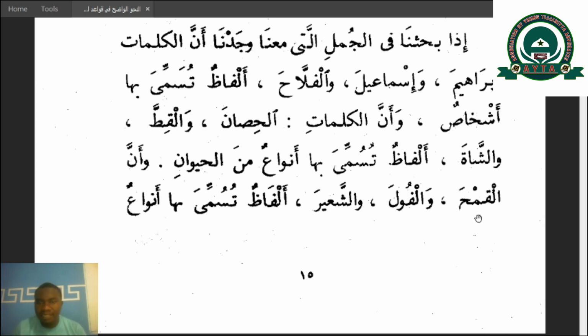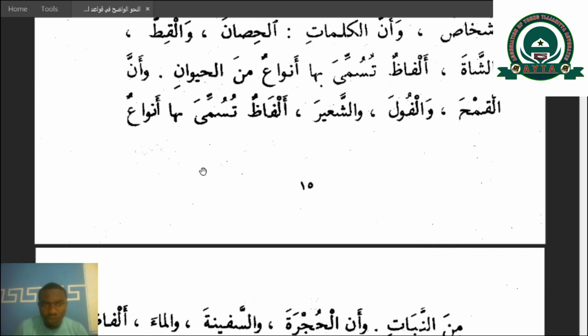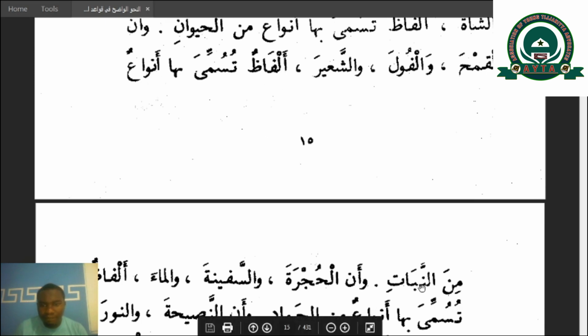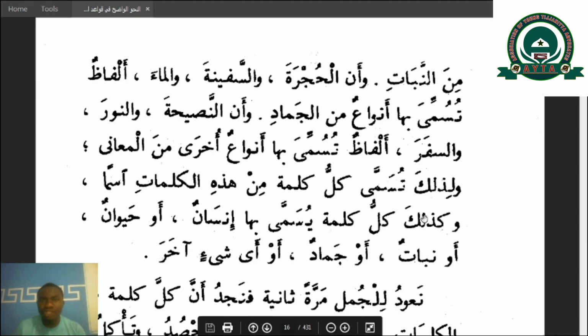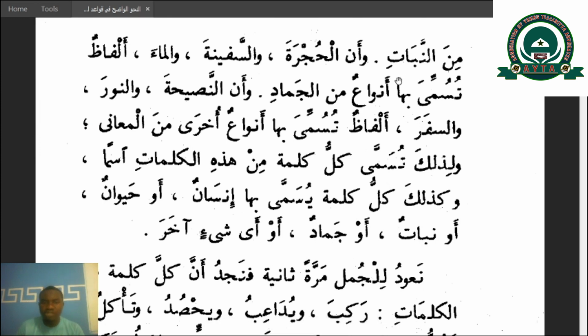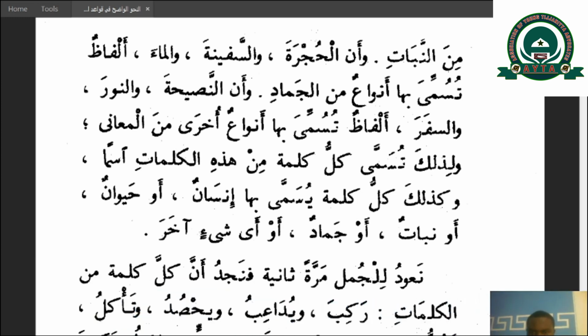And that qamh, wheat, wal-ful, and beans, wash-sha'ir, and barley, alfazun tusamma biha anwa'un min an-nabat. These are also words that are used to name forms of plants. We need to take note of that. So we have names that are given to humans, names that are given to forms of animals, and names that are given to plants.